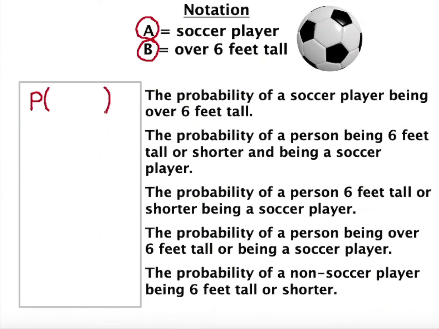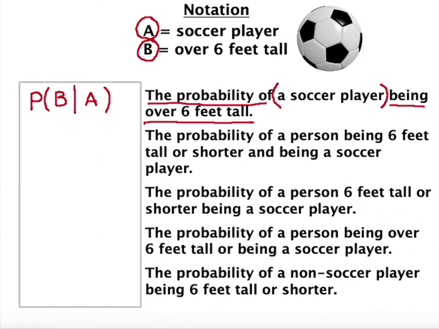Now, if we look at how this is worded, it's probably better to rephrase it a little bit. The probability of being over 6 feet tall is what we're really looking for. And the fact that we're a soccer player has just sort of narrowed down the field, right? We're only looking at soccer players. So the way that we would write this is we are finding the probability of being over 6 feet tall, that's B, given that we've narrowed it down to only soccer players. We're only considering soccer players. The probability of B given A.